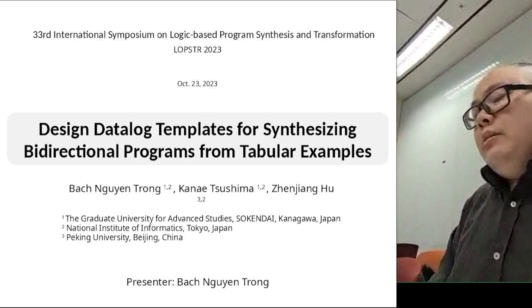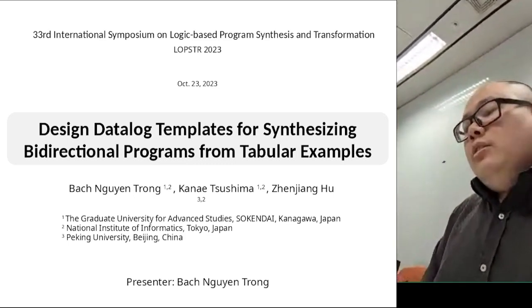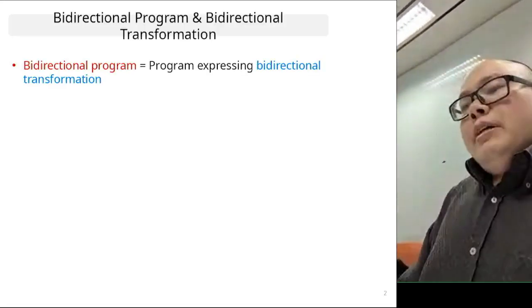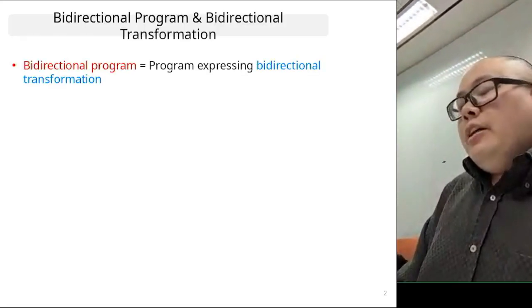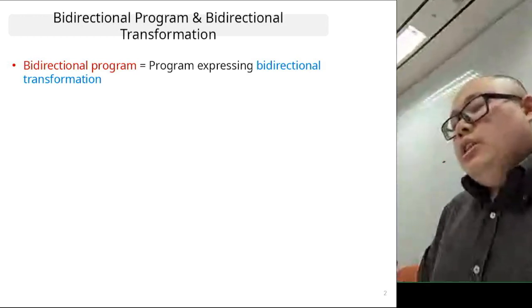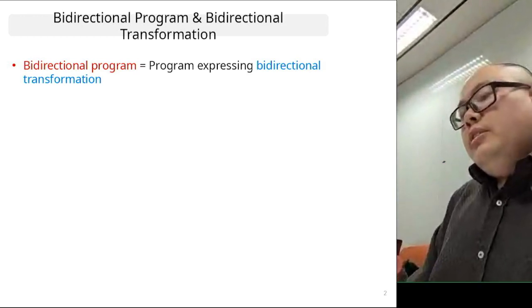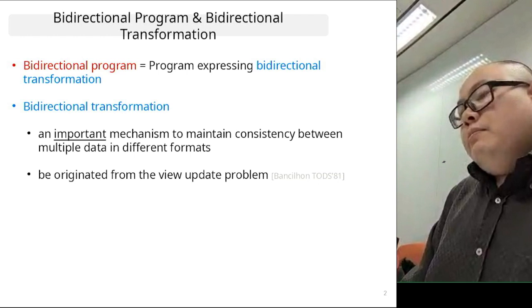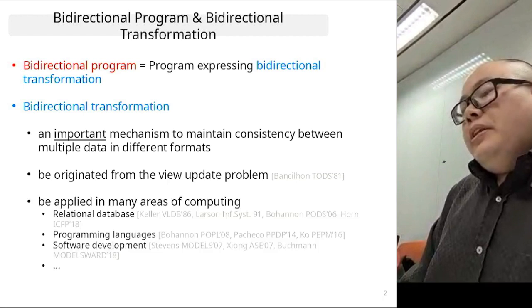In the next slide, slide two, one of the key concepts in my talk is bidirectional programs. This is a program expressing bidirectional transformation, the consistency between multiple data in different formats. In addition to relational databases, bidirectional programs also apply in many areas of computing, like programming languages and software development.